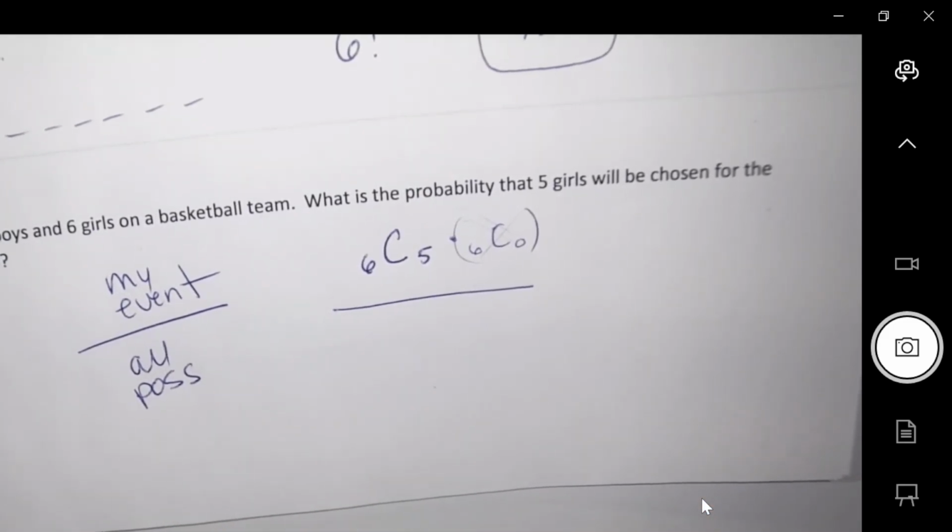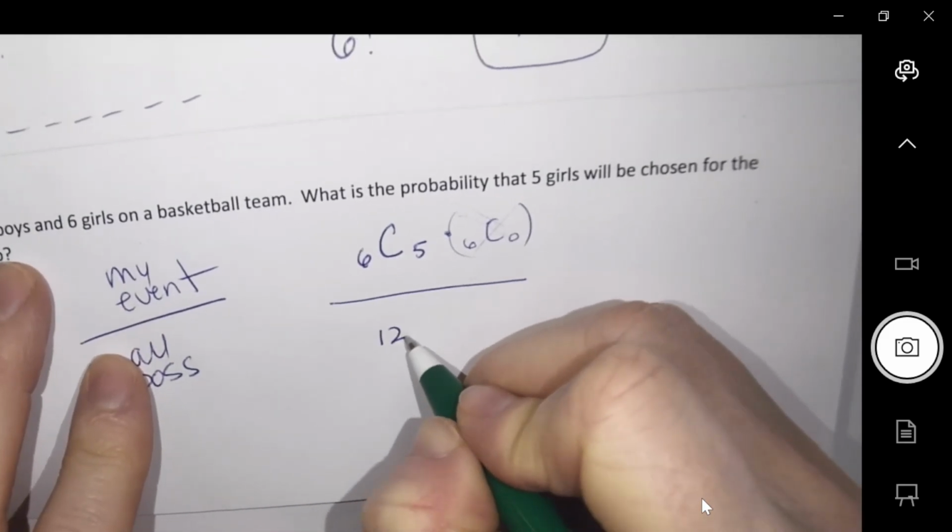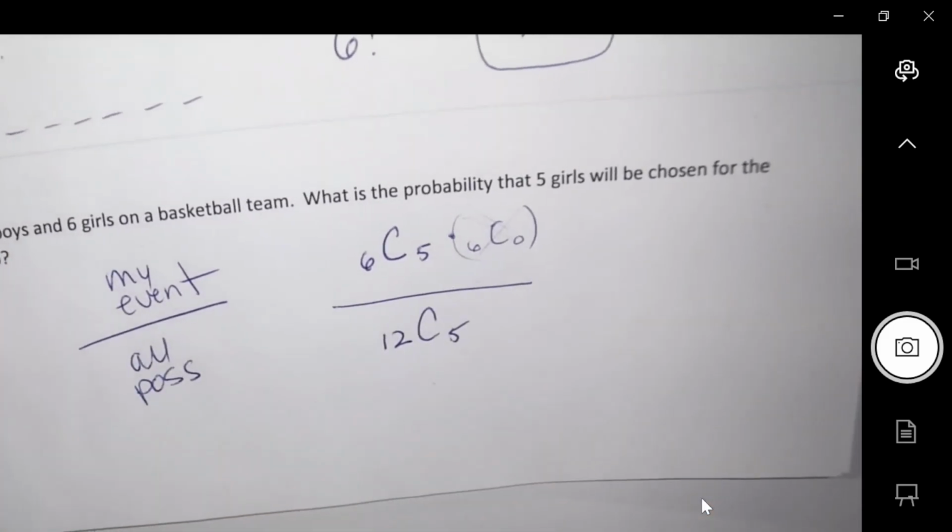Okay, what are all the possible scenarios? If there were no restrictions, I could pick anybody. So that would be 12 people, and I would just pick 5 from anybody.